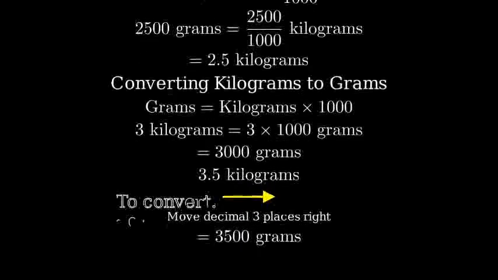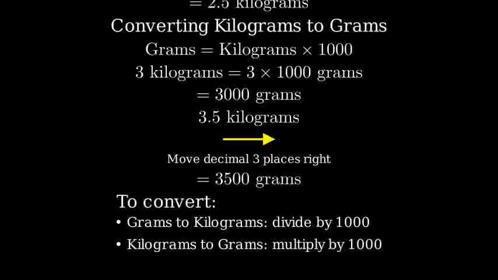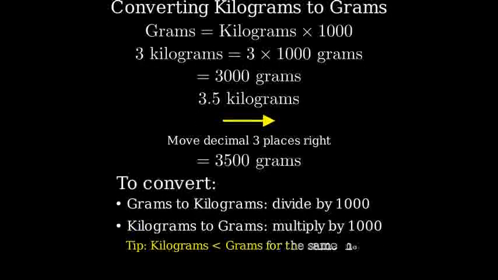Let's summarize. To convert grams to kilograms, divide by 1,000. To convert kilograms to grams, multiply by 1,000. And remember, you can always check if your answer makes sense. Kilograms should be a smaller number than grams for the same mass.